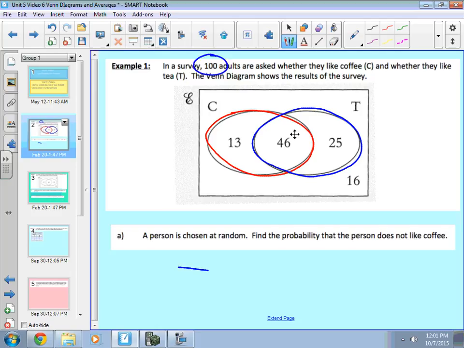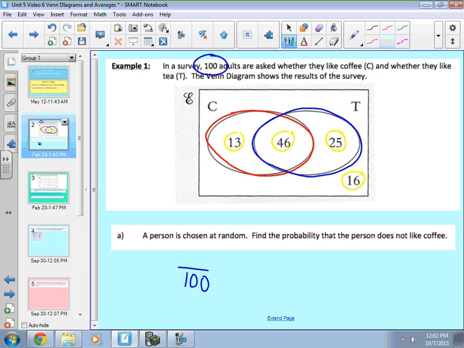Now, if that wasn't given to us, we could also calculate that by adding up all the different groups here. So if we added up the 13 people who only like coffee, the 46 who like both coffee and tea, the 25 people who only like tea, and then the 16 would be people who don't like either. That should add up to 100. But we know it's 100, they told us.